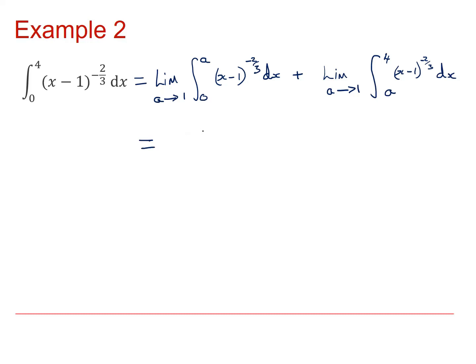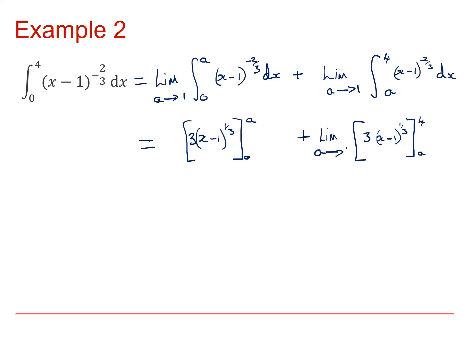Okay, so when I integrate (x minus 1) to the minus 2/3, I'm going to get (x minus 1) to the 1/3 multiplied by 3, and that is between 0 and a. So the second part is going to be 3 lots of (x minus 1) to the 1/3, and that's between a and 4. And in both cases, again, what happens as a tends to 1?